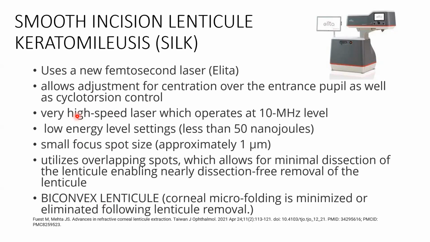Another important difference in SILK versus SMILE is that in SILK we have a biconvex lenticule, which helps so that the corneal microfolding is minimized or eliminated following lenticule removal.